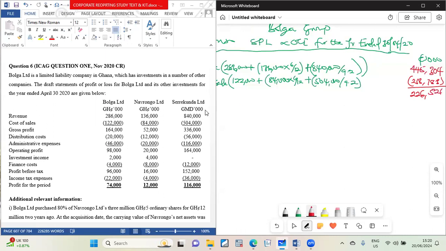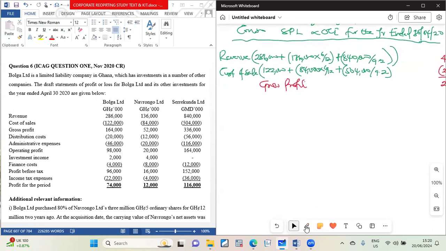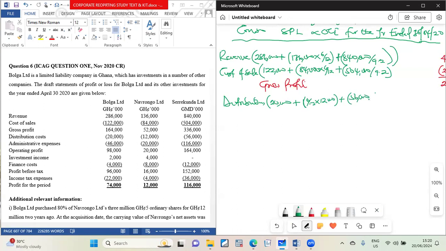All right. So we now come to the others. So the others, we have distribution here. So let me shift distribution. Distribution is 20K plus into bracket 6/12 of 12,000 plus into bracket 56,000 divided by 9.2. All right, so that is that.